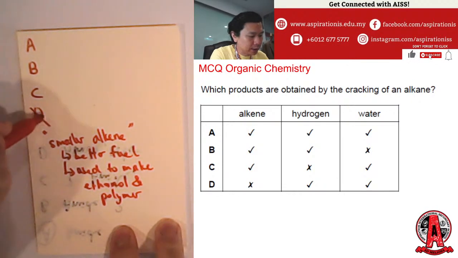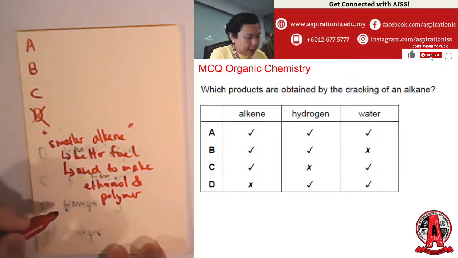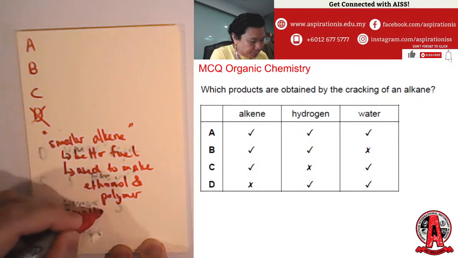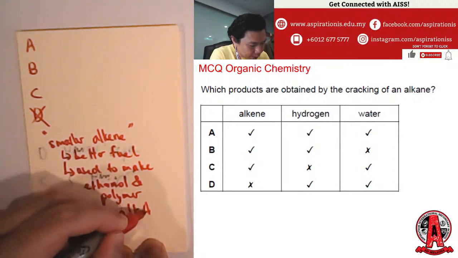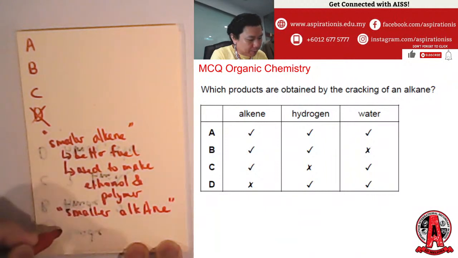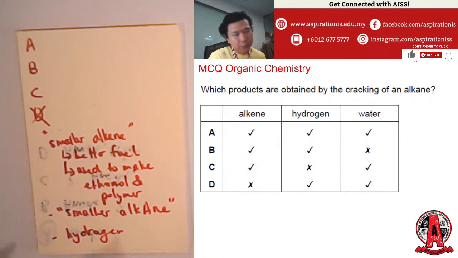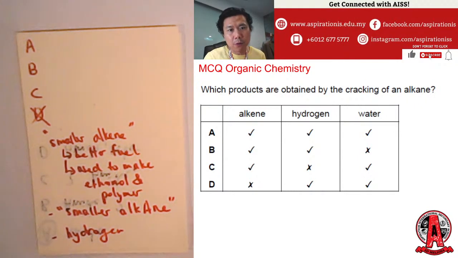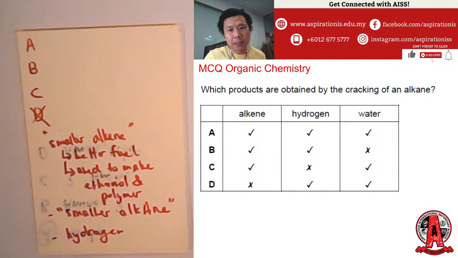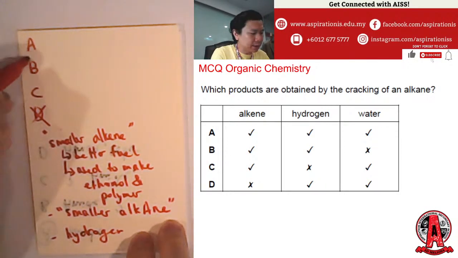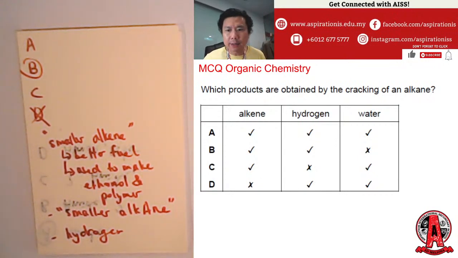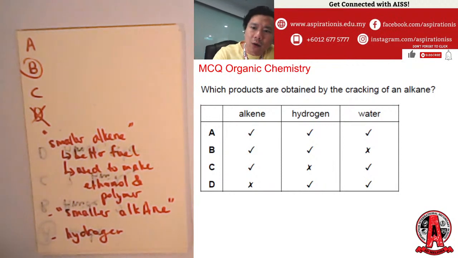So immediately, D is not the answer. Sometimes we get smaller alkanes, and sometimes, very rarely, we get hydrogen. We never get water. In fact, B says that cracking does not produce water. So automatically, yes, you all are right. The answer is B. Guys, look at all of you. This class is really good because all of you get the same answer most of the time. Absolutely great. Moving on.